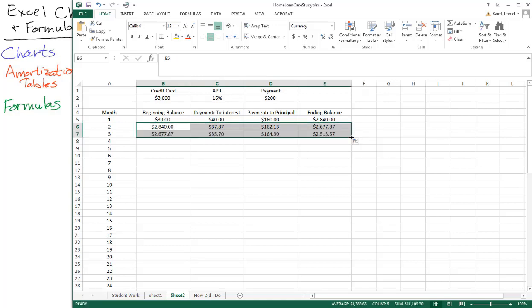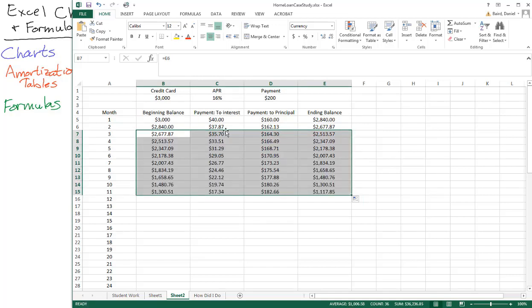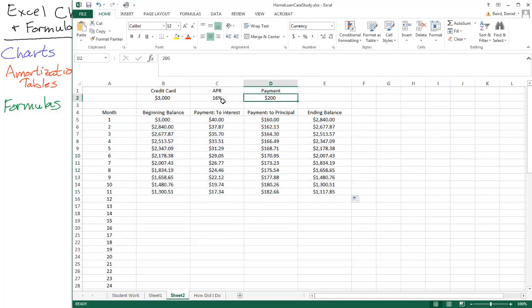As we go down, you'll see this new balance came over here because these cell references have copied to bring that guy down. And then you owe less in interest, so of your $200, more is being paid to principal, and you can keep going. Now, the reason this is called an amortization table is it is amortized. How long will it take this $200 to pay off a $3,000 credit card? You notice we're down from $3,000 down to $1,300 now.